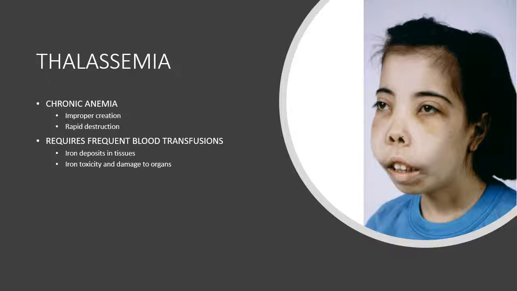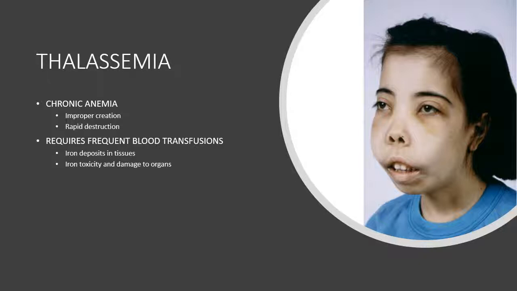The liver and the spleen become enlarged, the belly becomes distended, and they can have chest pressure from all of this swelling against the chest organs. There's massive enlargement in the bone marrow space where the blood cells are trying to be made, and then there's facial contour changes, and the child can go into heart failure. So as you see here in this picture, this is a classic facial presentation of a child with thalassemia.